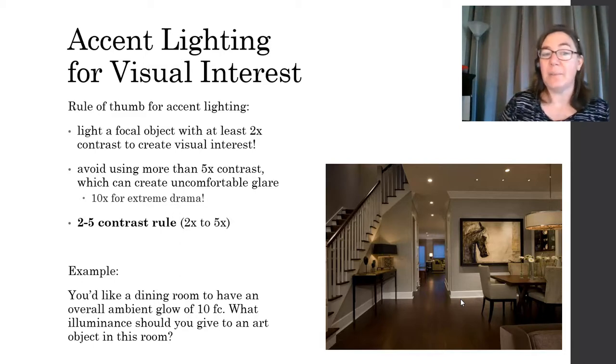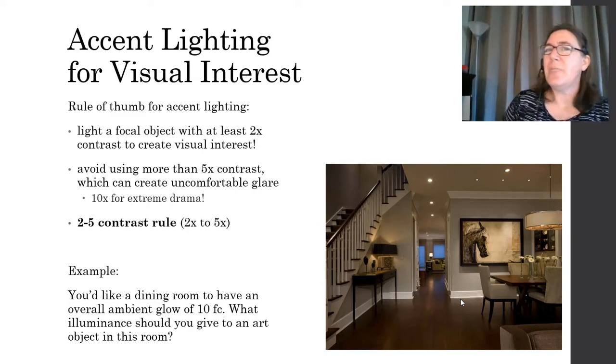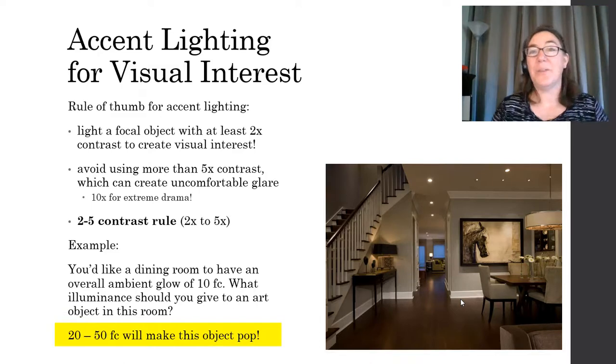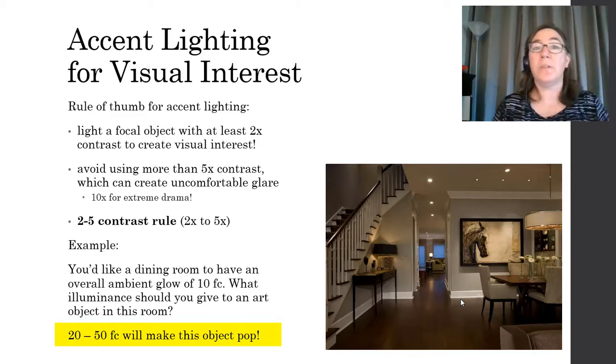So let's try an example. You'd like a dining room to have an overall ambient glow of about 10 foot candles. So then what illuminance would you give to an art object in this room? Are you ready? Well, it turns out that an illuminance level of about 20 to 50 foot candles is going to make this object really pop or stand out in your general room with an ambient level of 10 foot candles.